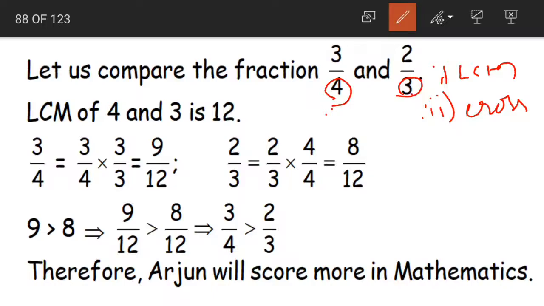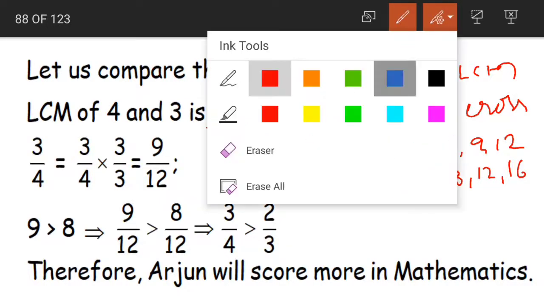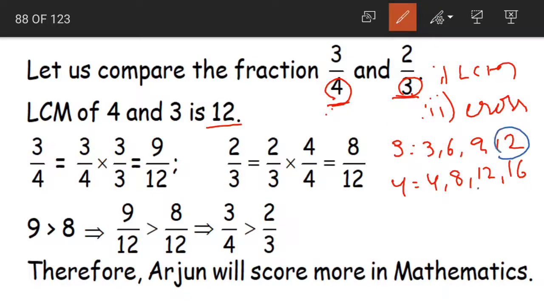Now coming to the LCM of the given numbers 4 and 3, it is 12. See, the multiples of 3 are 3, 6, 9, 12. The multiples of 4 are 4, 8, 12, 16. So what is the least common multiple here? 12 is the least common multiple. Of 4 and 3, the LCM is 12. Now we should convert these into like fractions which have the denominator 12.